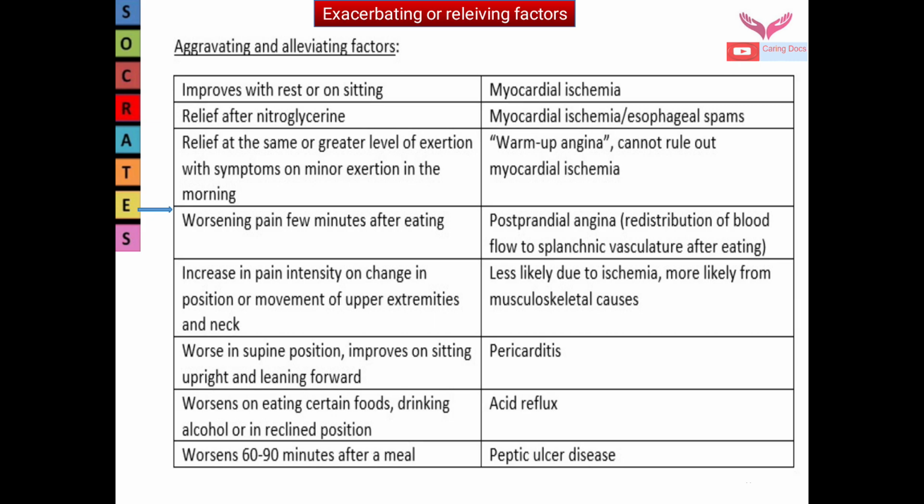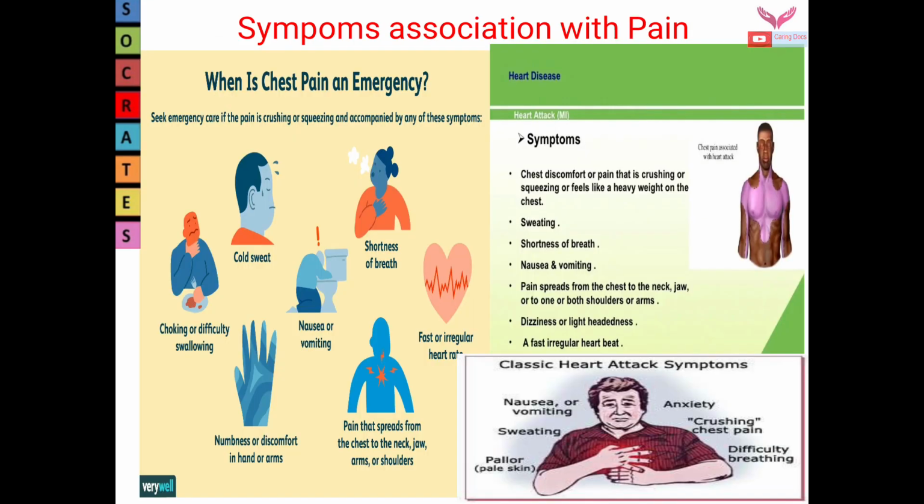If the pain is worse in supine position, improves on sitting upright and leaning forward, it could be because of pericarditis. Pain gets worsened on eating certain foods, drinking alcohol, or in reclined position. It may be because of acid reflux. If the pain worsens over 60 to 90 minutes after meal, it is peptic ulcer disease.